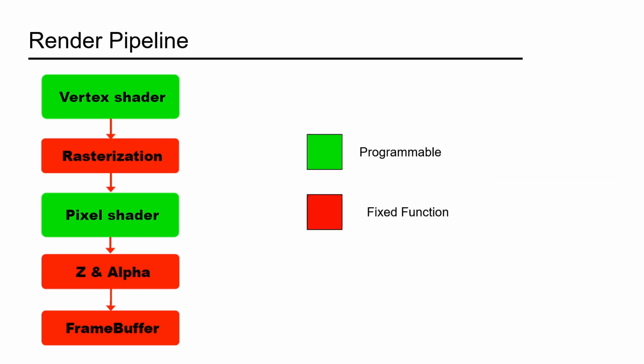displayed. The stages in green are programmable, which means we as developers can write a custom program to define the behavior during these stages. The stages in red are fixed functions, meaning we can configure how they work, but we cannot rewrite the program. This is done to improve hardware efficiency.